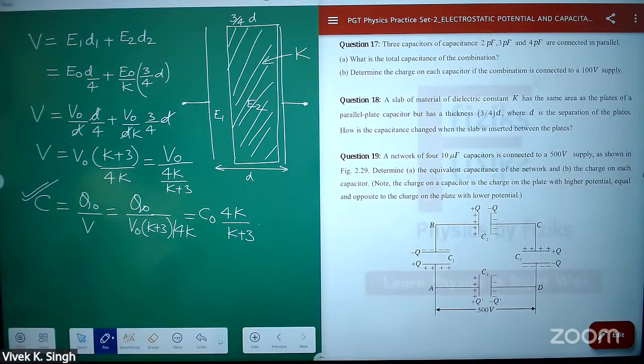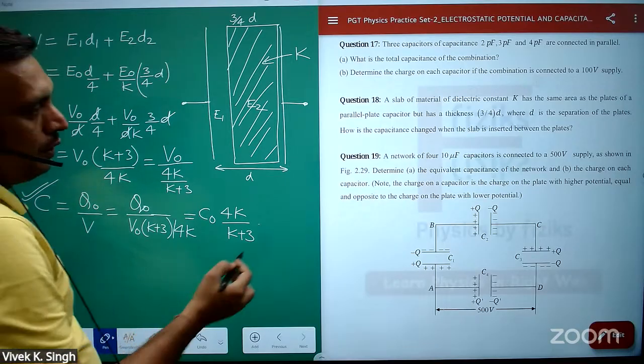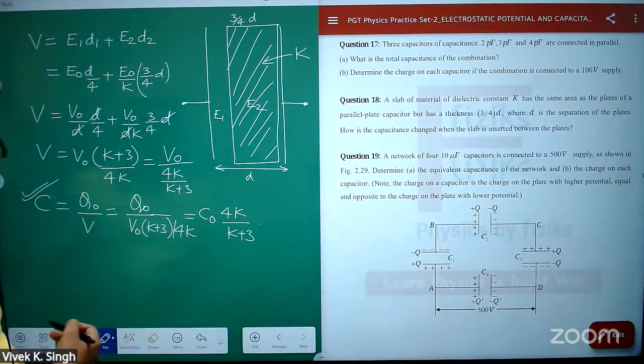Now you should find question number 19. Try to solve question number 19.